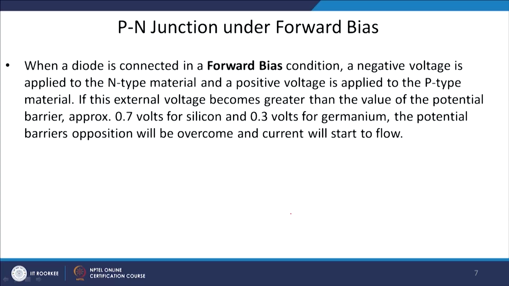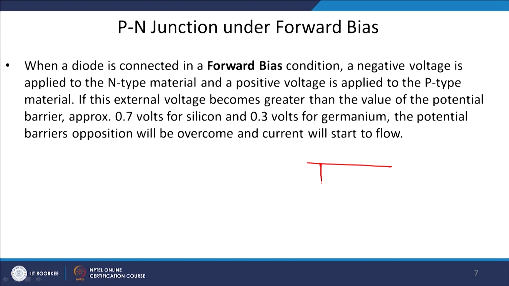I can either connect the positive terminal of the battery to the P side, or I can connect the negative terminal of the battery to the P side. Depending on that, a PN junction diode can either be forward biased or reverse biased. When a diode is connected in forward bias, a negative voltage is applied to the N type material and a positive voltage is applied to the P type material.